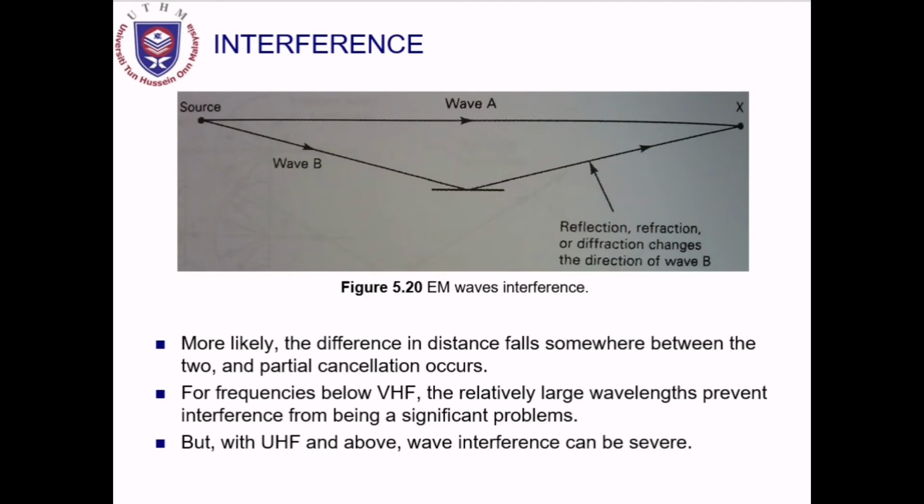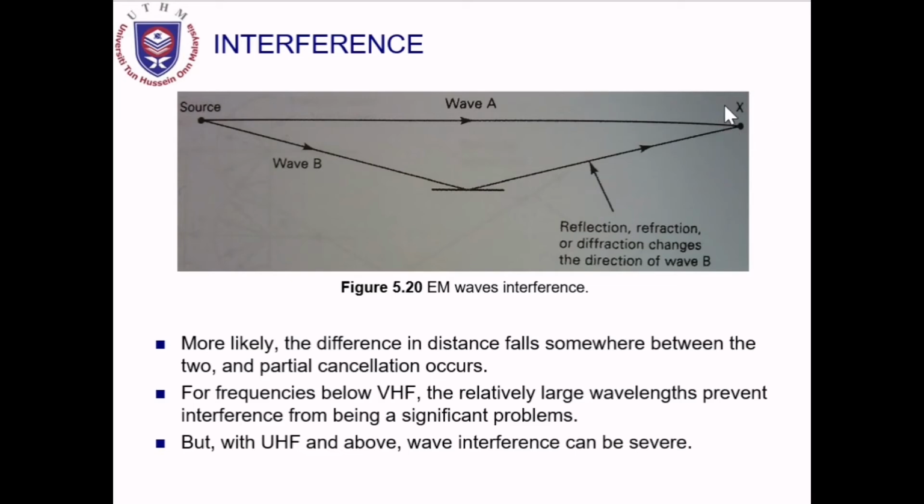So this is the figure that shows the EM wave interference. At the receiving side, X over here is receiving two components. The first one is wave A, which is the line of sight component, and the second is wave B, which is the reflection component formed predominantly by a single ground reflected wave over here. So it's reflected back to this point X here. As you can see, the distance between wave A and wave B is different, and it might produce different phase for these two electromagnetic waves.